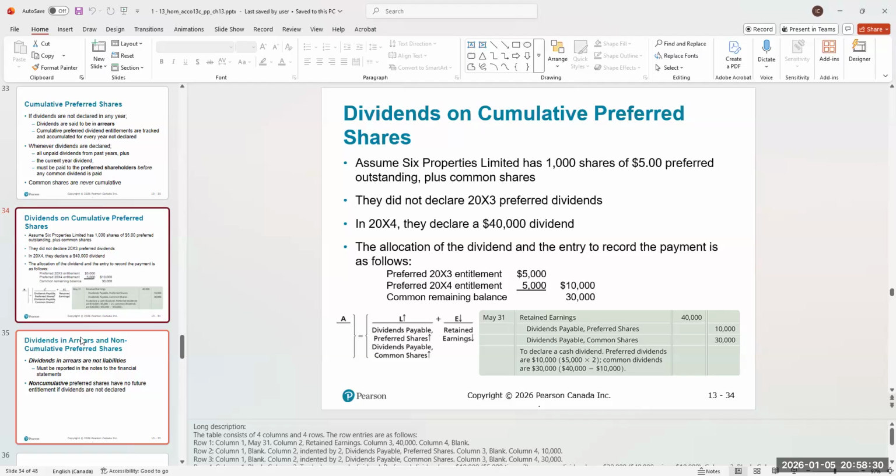What's going to happen on the date of record? Nothing. No journal entry. We're going to check who is entitled, who is the actual individual who's going to be entitled to the cash dividend. And on the payment date, what are we going to do? Dividend payable preferred shares $10,000, dividend payable common shares $30,000 debit, credit cash. And we're done.